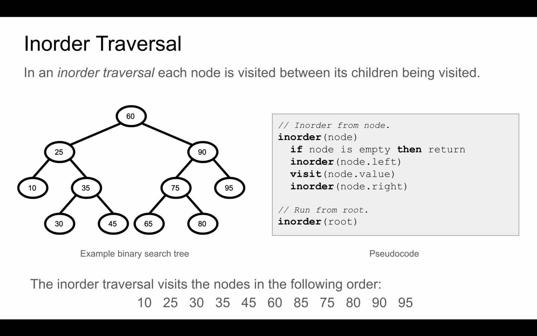So here is the pseudocode for inorder traversal. In inorder traversal, each node is visited between its children being visited. So it's visited after its left children and before its right children. Here is our pseudocode on the right.